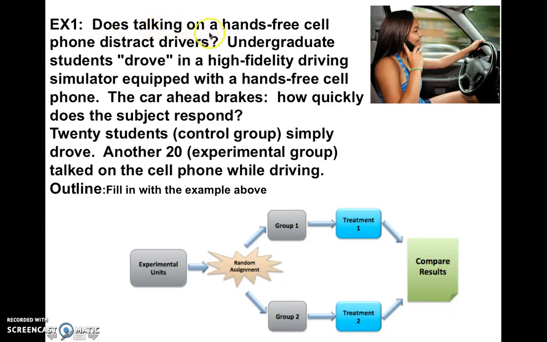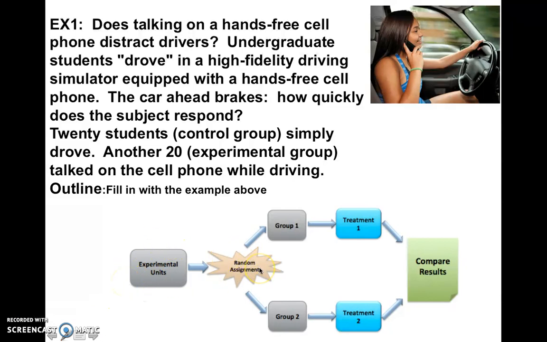Does talking on a hands-free cell phone distract drivers is our statistical question. And so what we did was we had undergraduate students, that would be our experimental units, also called subjects. Our undergraduate students drove in a high-fidelity driving simulator equipped with a hands-free cell phone. The car had brakes, and we want to know how quickly the subject responds. So our experimental units are undergraduate students.